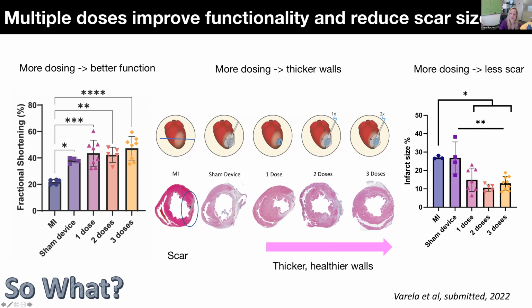You can see histologically there's quite a difference between the control group, the sham device group, and then the different numbers of doses here, where you can see the ventricular wall is thicker and healthier as you give more doses. If you quantify the scar size as well, you can see a decrease with any amount of this bioagent delivered. So the scar size is smaller. So we're excited about using this platform to evaluate different types of therapies.